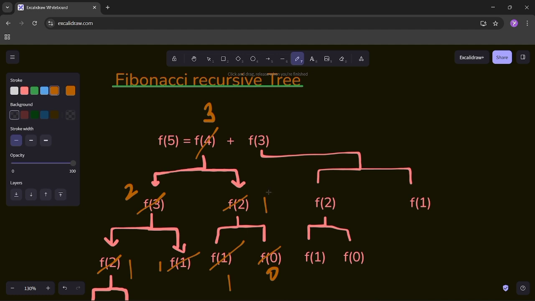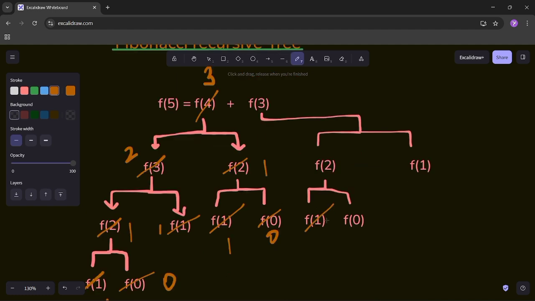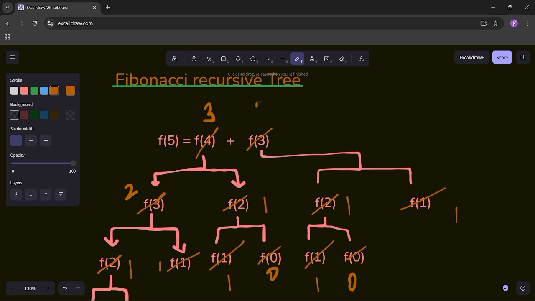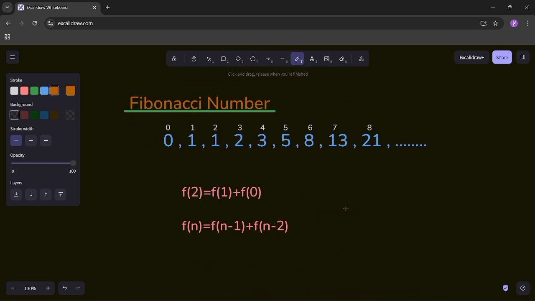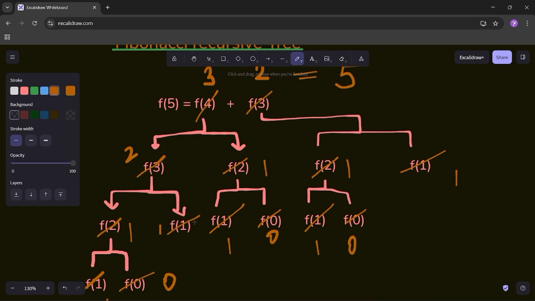So I'm going to write over here 3. And then Fibonacci of 1 is 1, Fibonacci of 0 is 0. You add them, you get 1. Then Fibonacci of 1 is 1, so you add them, and you get Fibonacci of 3, which is equal to 2. And then you add these two numbers, so you basically get 5, right? So Fibonacci of 5 is actually equal to 5. And now let's check over here. So yes, Fibonacci of 5 is actually 5. So this is how our recursion works.